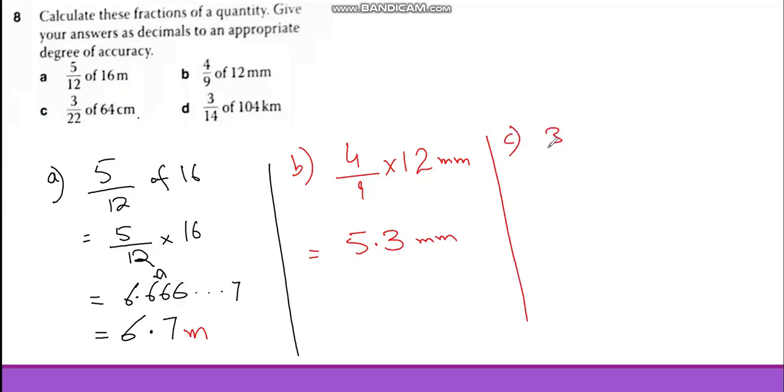I can also do the C part, which is 3/22 times 64 centimeters. And if we calculate it, we get the answer 8.272727, and it is being repeated. So we can round off to 2 decimal places, like it can be written as 8.27.